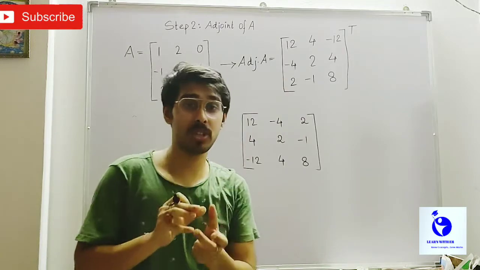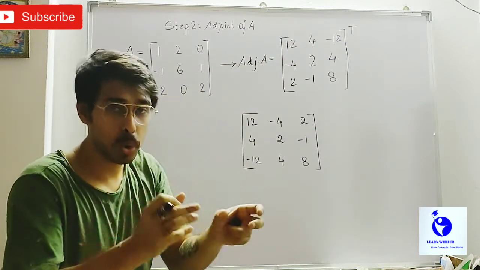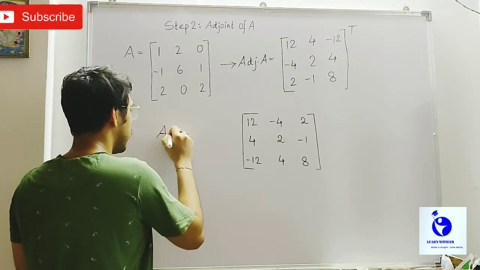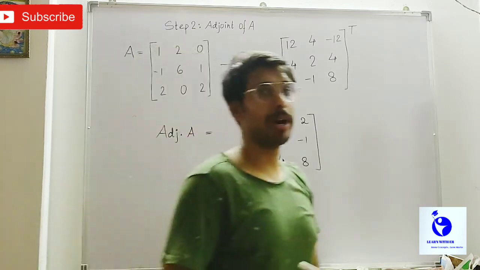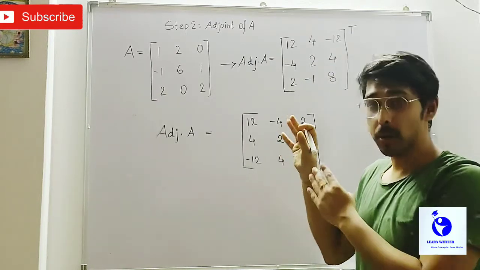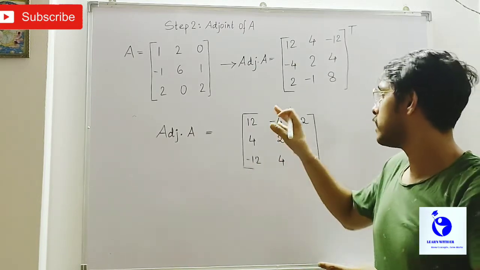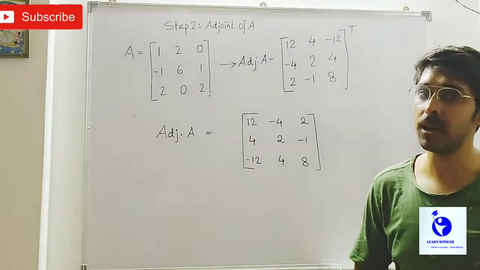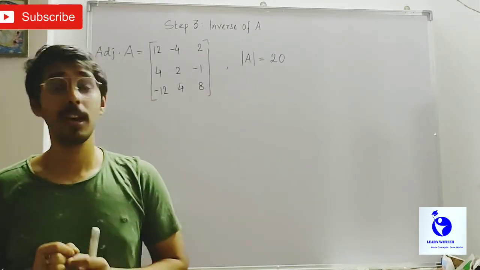Transpose comes from the word transposition, transfer of position. That means we are transferring the position from row to column. That is the transpose. And that is the final result for the adjoint of A. Now finally, the last step: we have now found out the determinant, we have found out the adjoint. Now we are going to simply divide the adjoint by the determinant, and that will give us the final value. So finally we are into step 3, the last step to find out the inverse of matrix A.